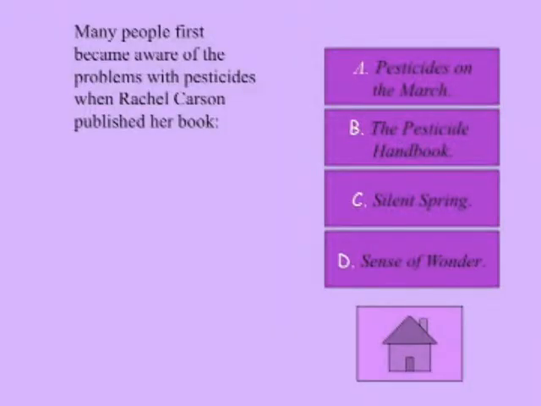Most people first became aware of the problem with pesticides when Rachel Carson published her book, A, Pesticides on the March, B, the Pesticide Handbook, C, Silent Spring, or D, Sense of Wonder. And who knows the answer to that one? And you're right, the answer is C, Silent Spring.